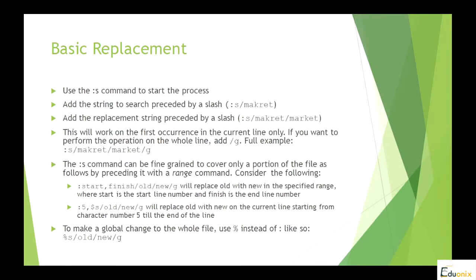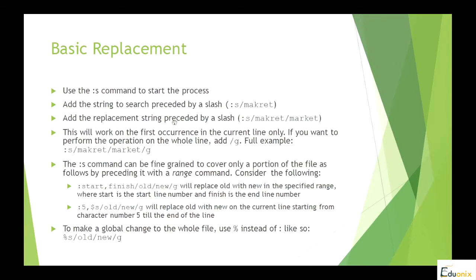VI uses the S command, it's colon S, to start the process of replacement. In its basic form, replacement in VI occurs line by line. So colon S will replace the first occurrence of a specific word or string in a line, and replace it with whatever you want to replace it with, even if it was a blank or empty string.